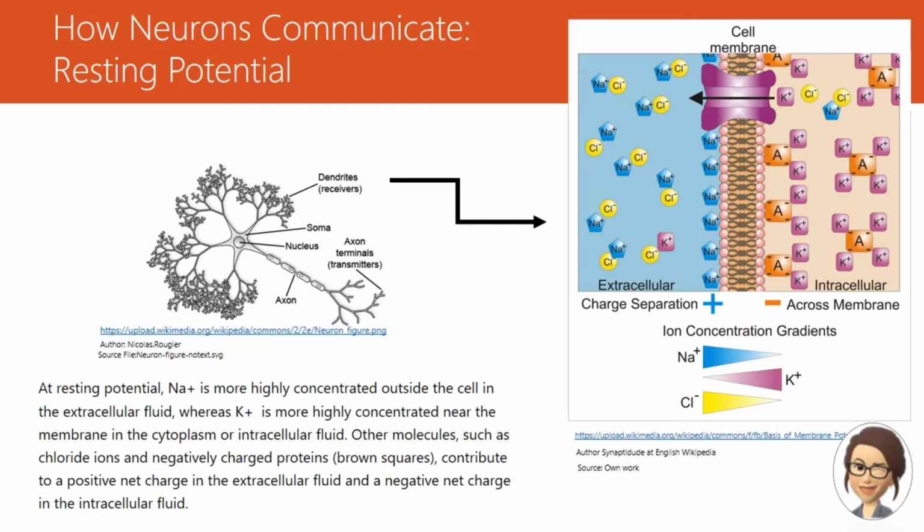So now, how do neurons communicate? We'll be talking about the resting potential. The electrical signals move through the neuron as a result of changes in electrical charges of the axon. Normally, the axon remains in the resting potential. It is the state in which the interior of the neuron contains a greater number of negatively charged ions than does the area outside the cell.